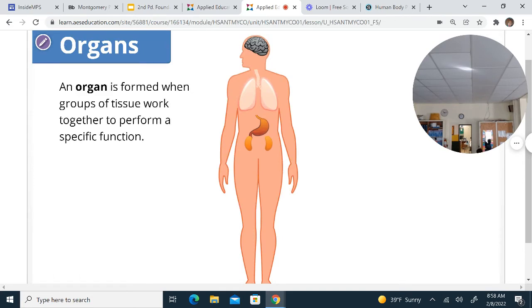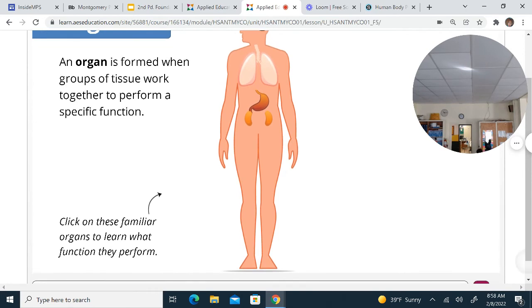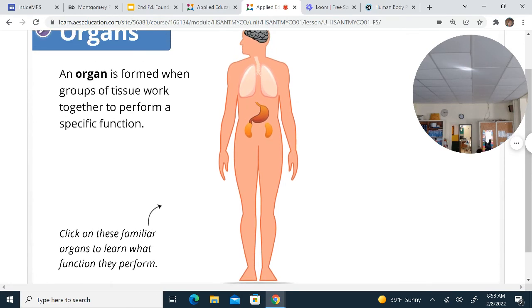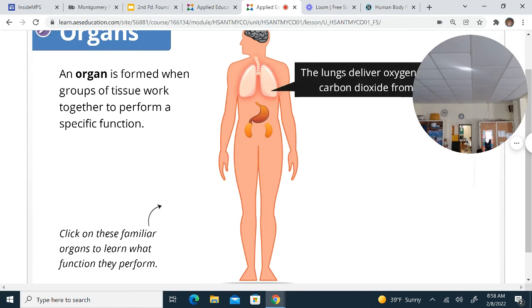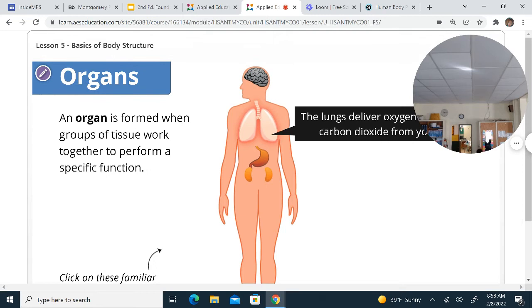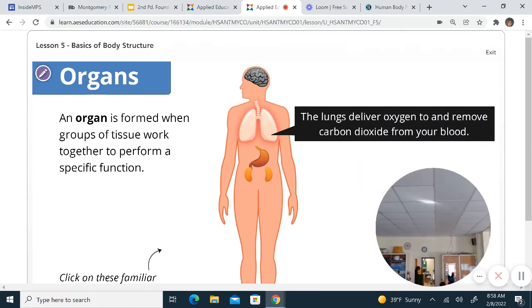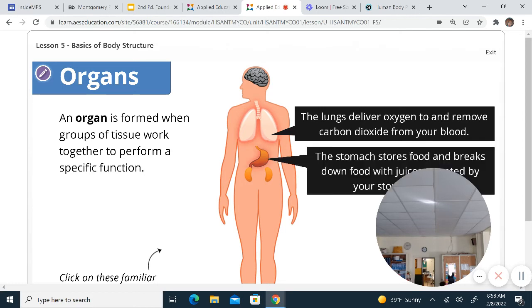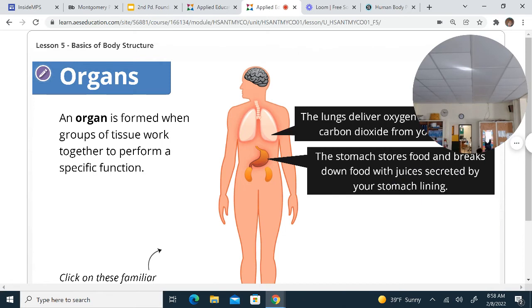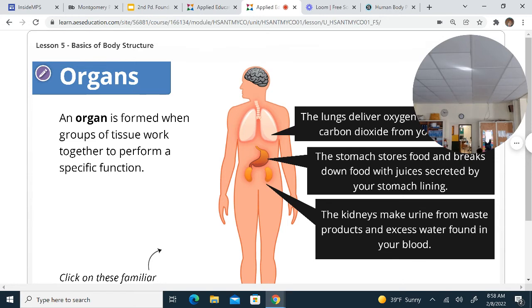An organ is formed when groups of tissue work together to perform a specific function. Mouse over these familiar organs to learn what function they perform. So you got different organs. You have your lungs. They deliver oxygen and remove carbon dioxide from your blood. And then you have your stomach. Stores food, breaks down food with juices secreted by your stomach lining. You have your kidneys. They make urine from waste products and excess water found in your blood.